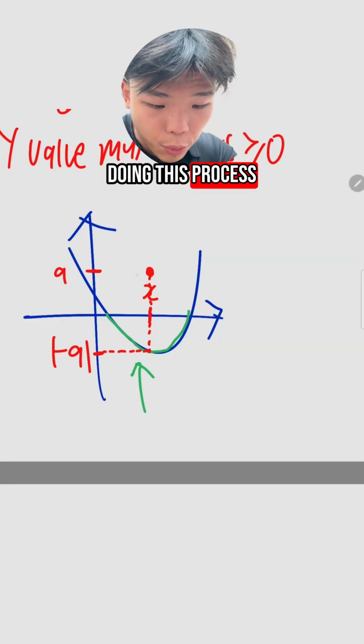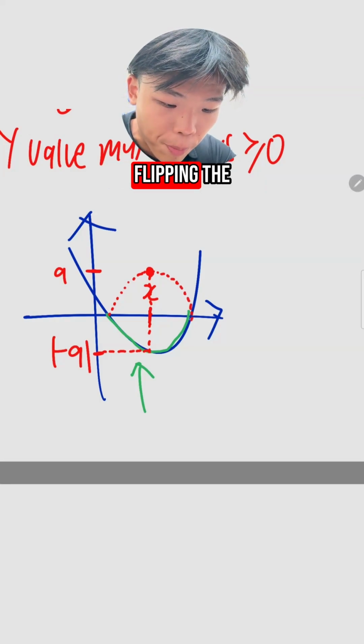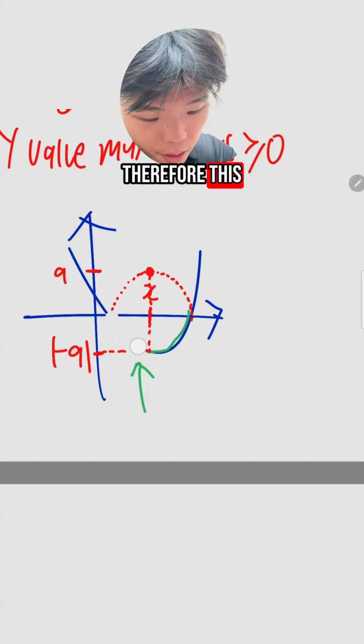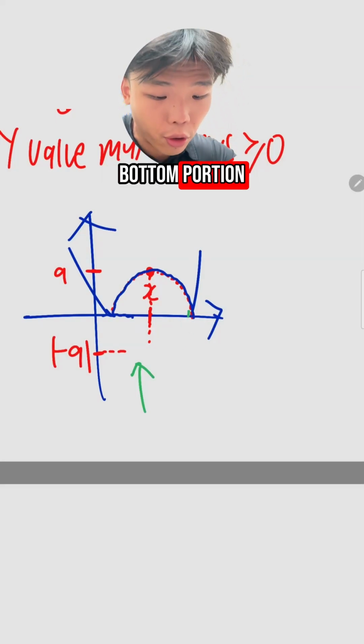And then we keep doing this process again and again, and we realize that when we keep doing this process, we are essentially flipping the graph upwards. So only the negative portion below gets flipped upwards, and therefore this whole thing over here disappears and the graph becomes like that, whereby now the bottom portion flips upwards.